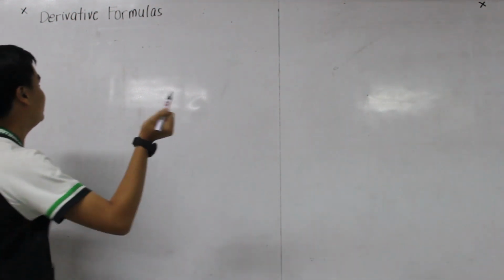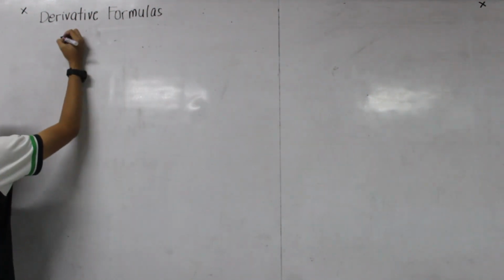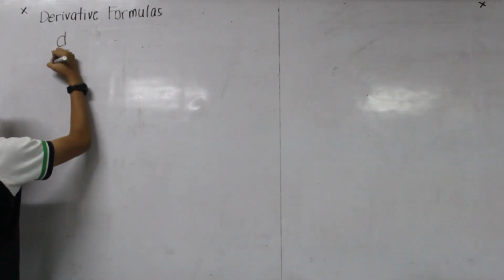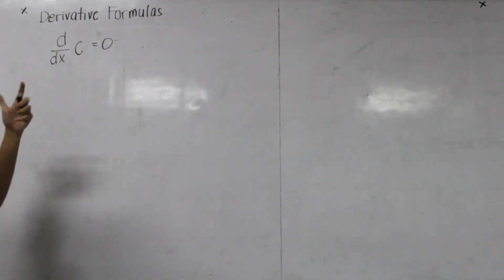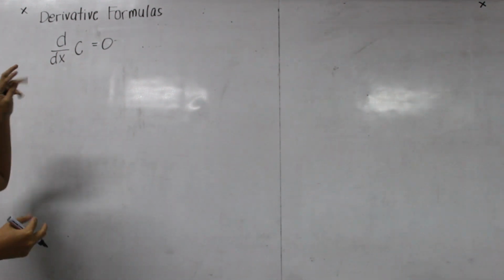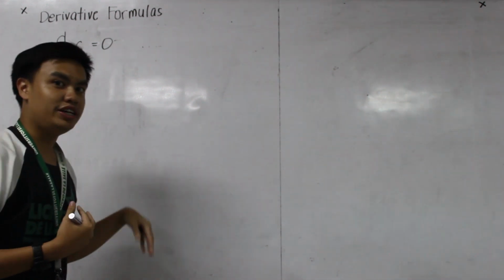In calculus, there are many formulas for derivatives. The first formula that we are going to discuss is d over dx of c equals 0.